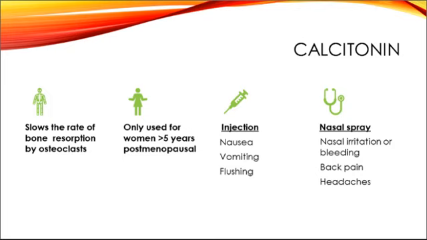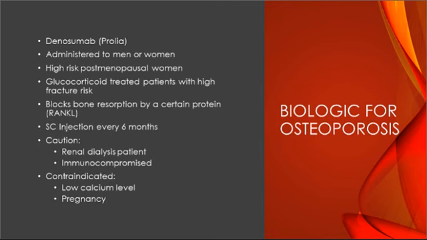Your little drug handbook talks about parathyroid hormone. We're not going there. We're sticking to the calcitonin here. Okay. And then there's actually biologics that can be used for osteoporosis. We're going to focus on denosumab or Prolia.